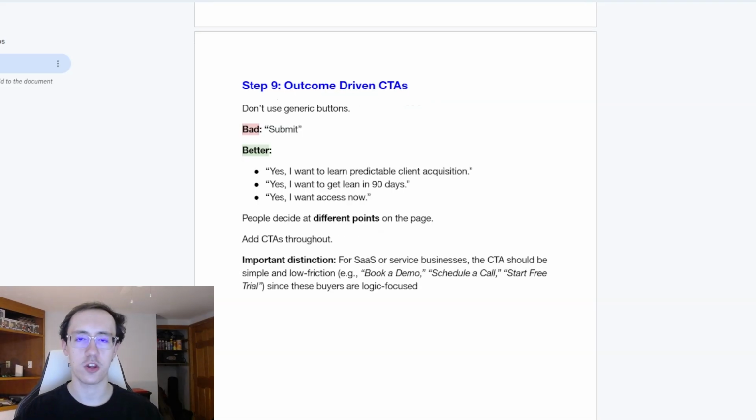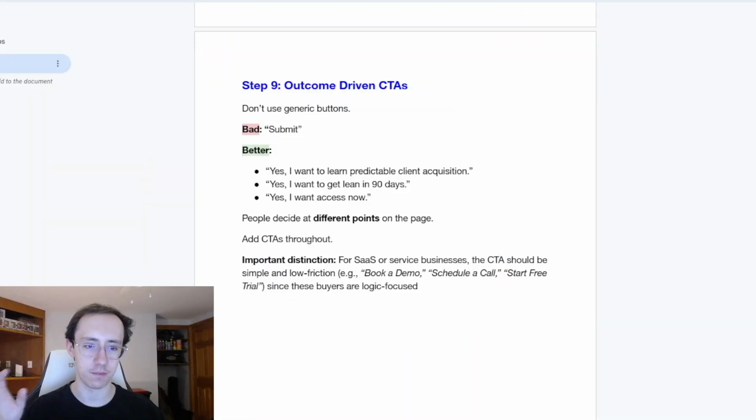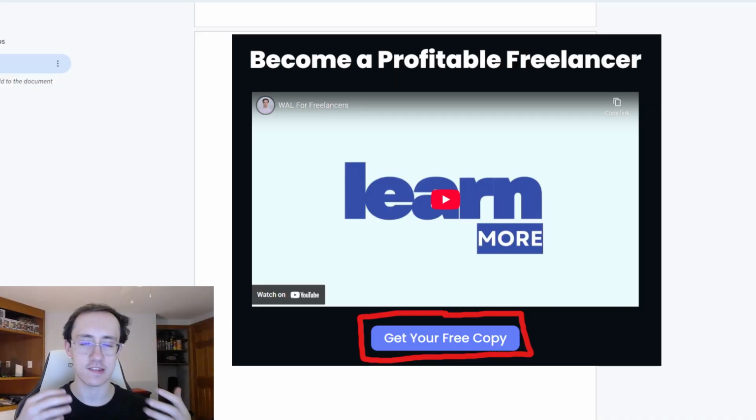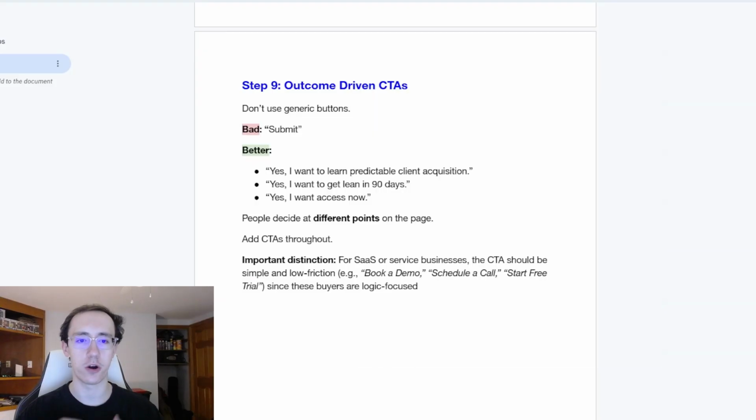We also want to make sure that we understand the importance of outcome-driven calls to action. So we don't want to use generic buttons like submit form. We would be better off using a button that says, yes, I want outcome, or something to that effect. So yes, I want to learn predictable client acquisition. Yes, I want to get lean in 90 days. Yes, I want access to the program now.